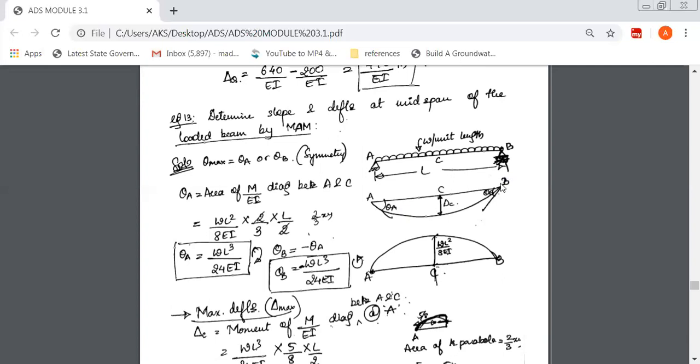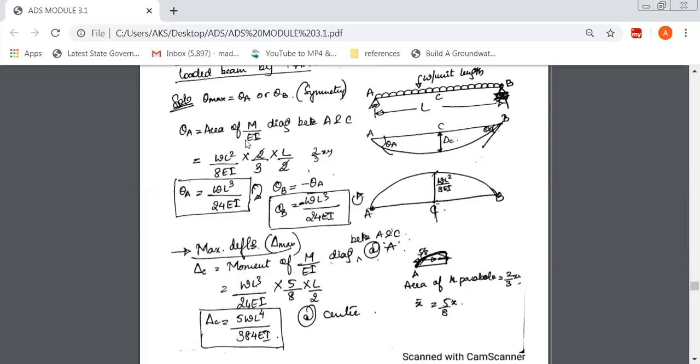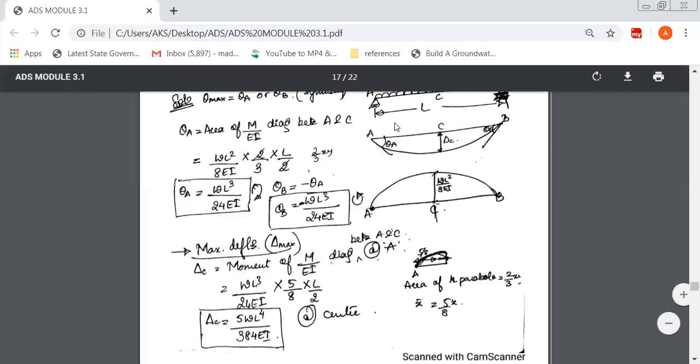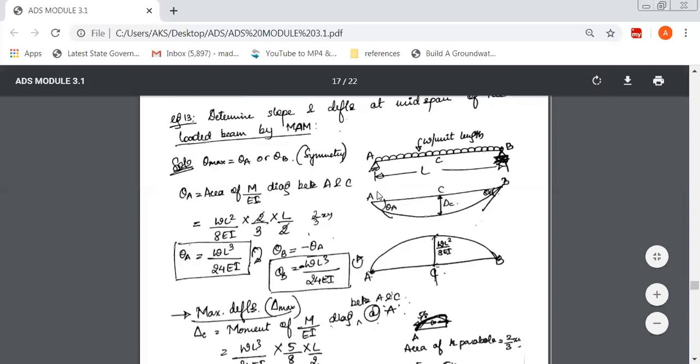So all these are maximum quantities which you are finding. Theta A, theta B are maximum at the support, and delta C is maximum at the center. All right, so first we'll find slope, that is theta A, followed by deflection C. Okay, now see here, first theta A. So theta A again falls only in this span AC, which is at a distance L by 2.